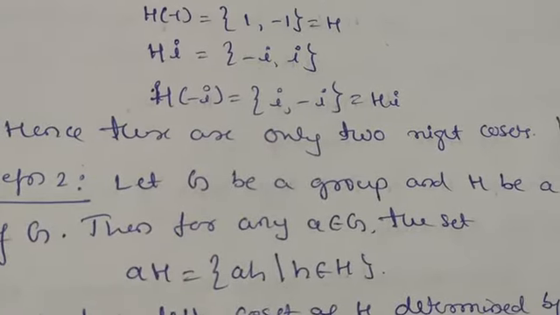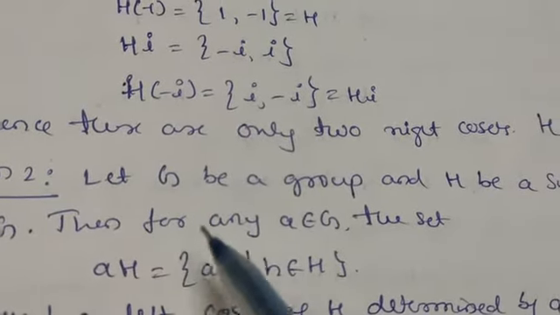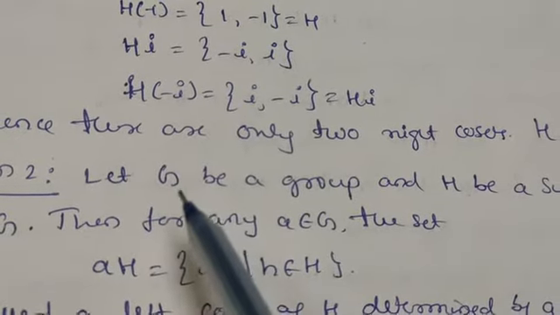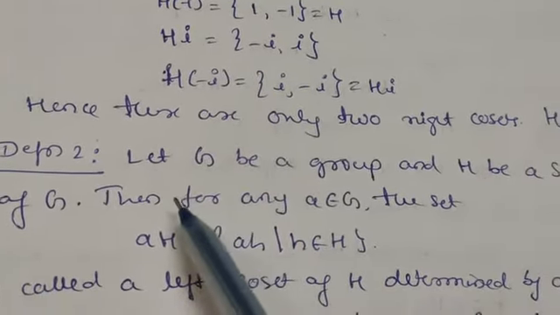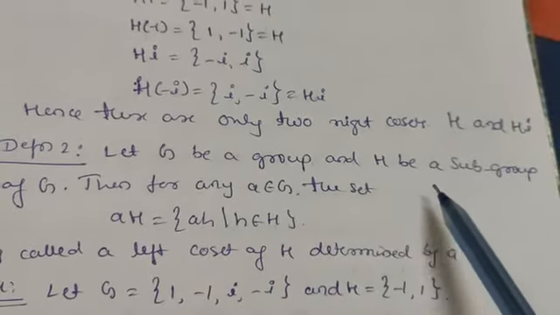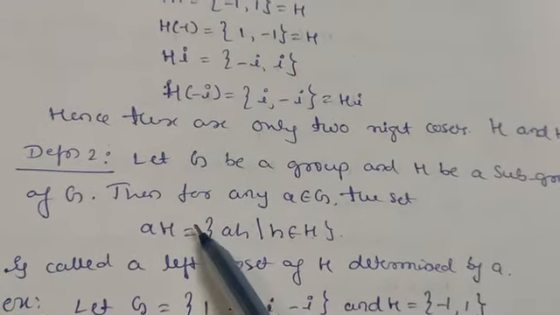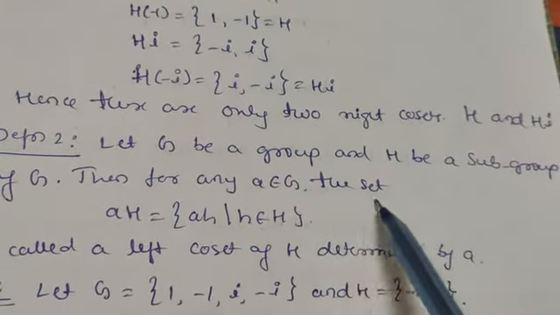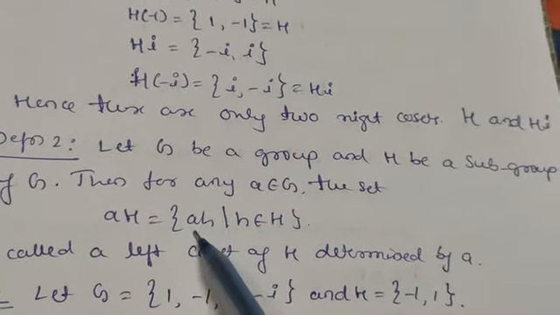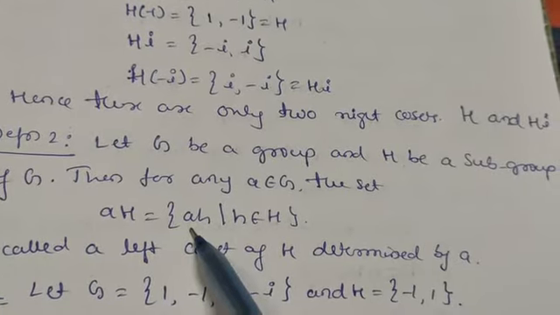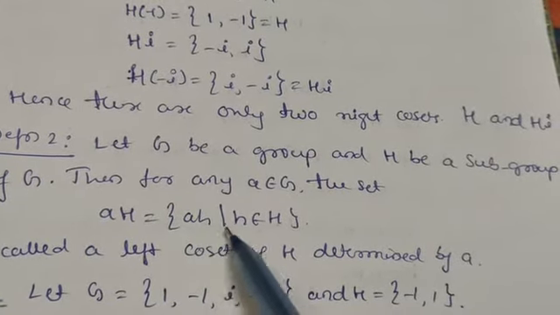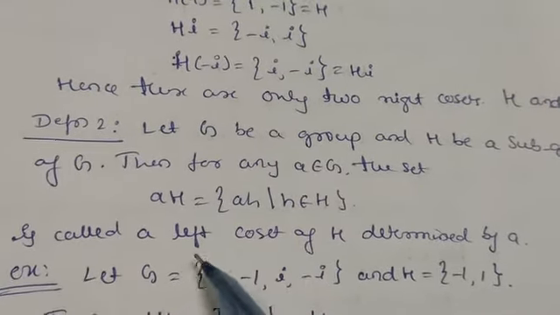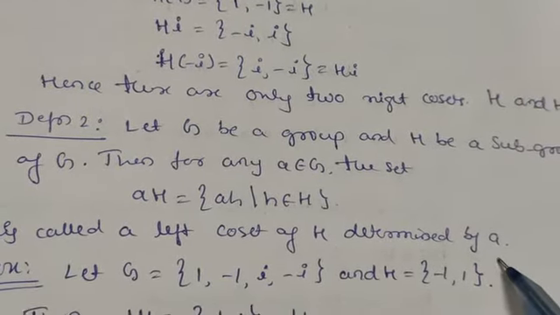Similarly, we have a left coset. That is, here the element is on the left side. This is the difference between right coset and left coset. Let G be a group and H be a subgroup of G. Then for any element a belongs to G, the set aH is equal to {ah, where h belongs to H}, and is called a left coset of H determined by a.